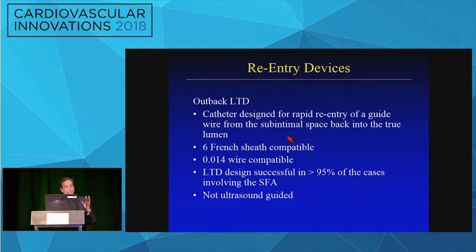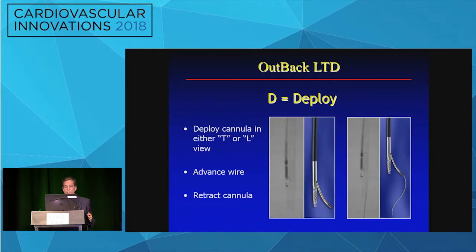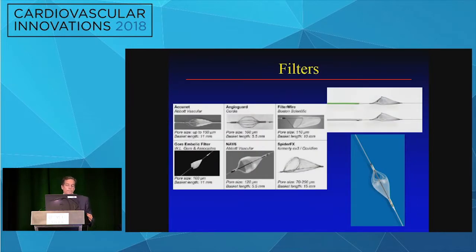The Outback has been around since I was beginning my fellowship, and it's a very nice, very user-friendly device. It makes perfect sense. You line it up and then deploy the nitinol hypotube needle, which allows you to pass your 014 wire, and it gets you back into the lumen with the least amount of work. But again, this technology will cost you money, and it will affect your marginal costs.